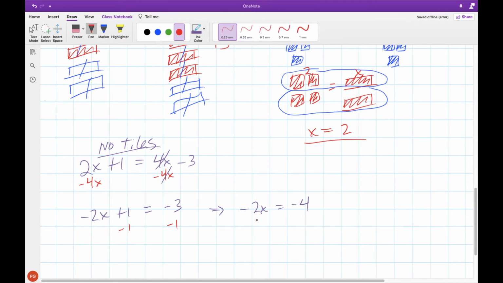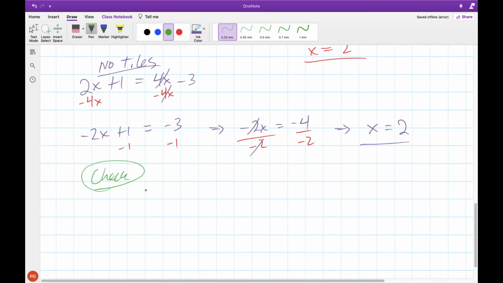Our final step, we've got negative 2x here. So we would need to divide by this number, negative 2, on both sides of our equation. These would cancel out, leaving us with x. Negative 4 over negative 2 gives us an answer of positive 2. So notice, whether I moved all my variables to one side or the other side, it doesn't matter. As long as I do my steps right, I should still get my answer of x equals 2.